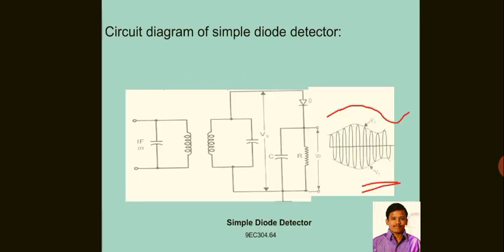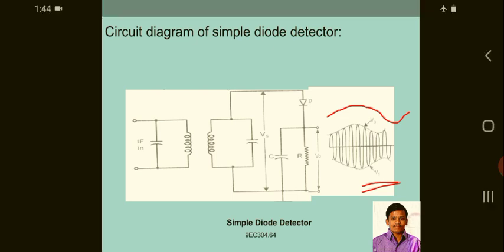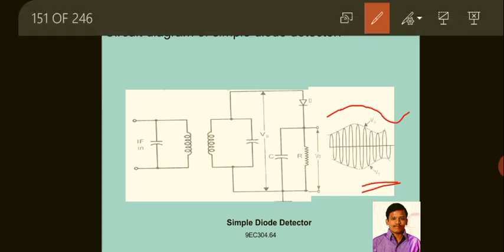So here positive half cycle means this transformer will produce a positive half cycle here. So during the positive cycle, this will be plus, this will be minus. Therefore here you will get plus and this side you will get minus. Therefore this plus will be connected to the anode, this minus will be connected to the cathode. Therefore the diode is under forward bias.